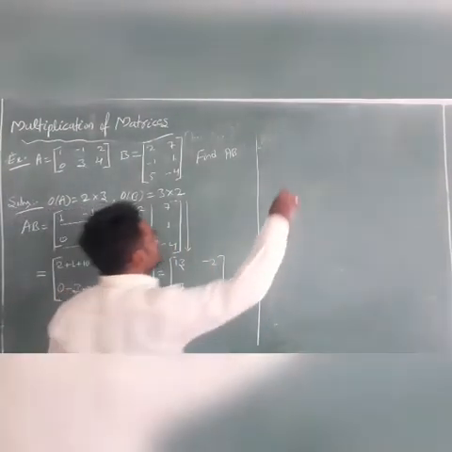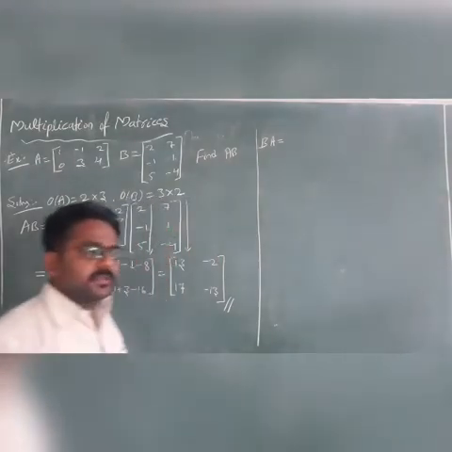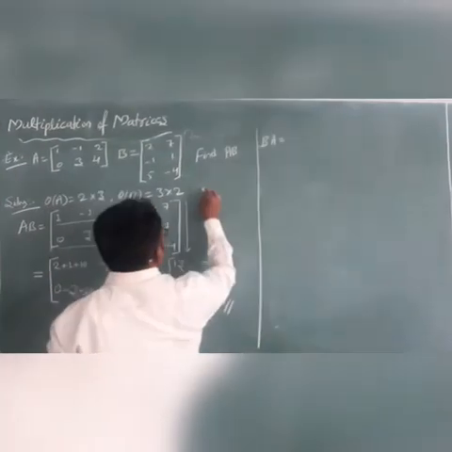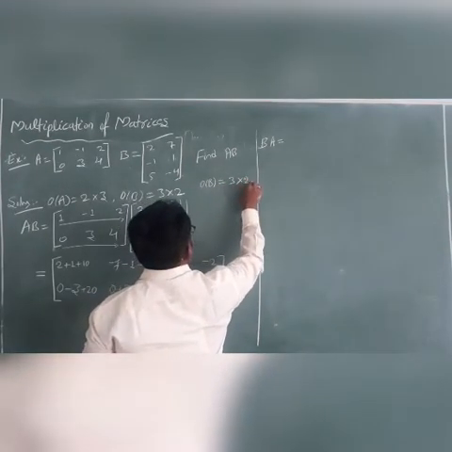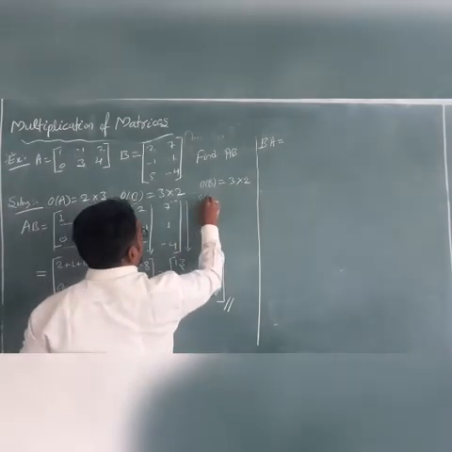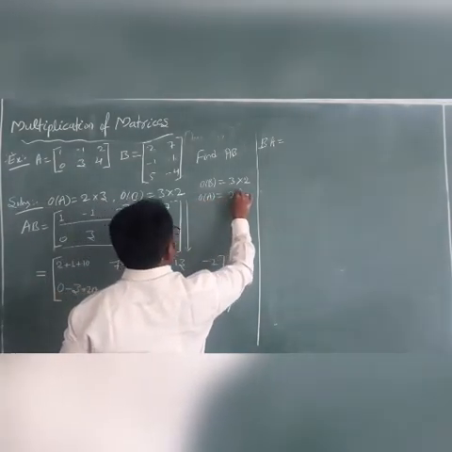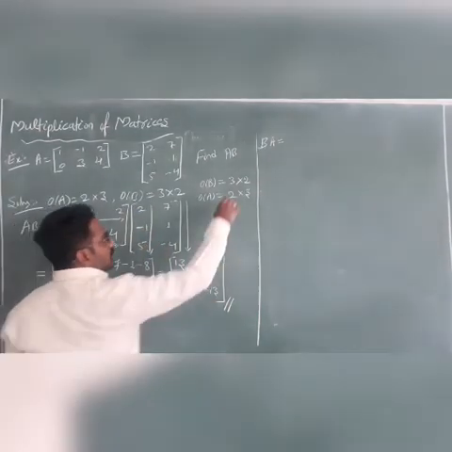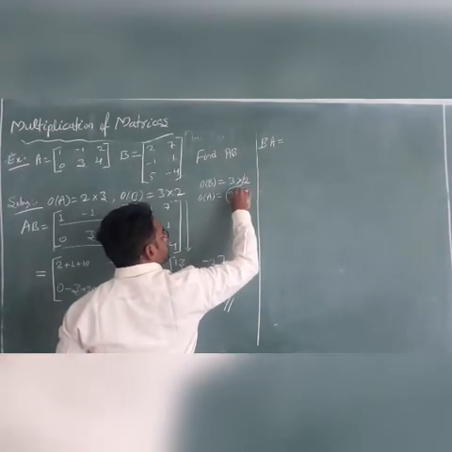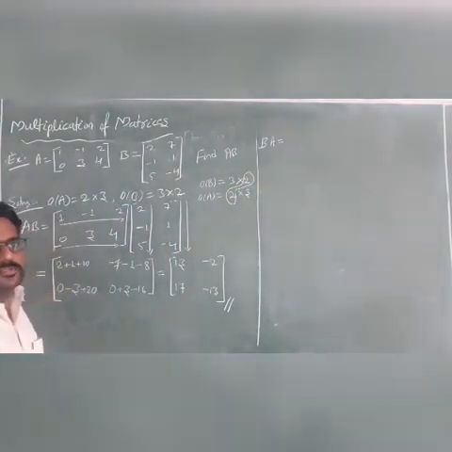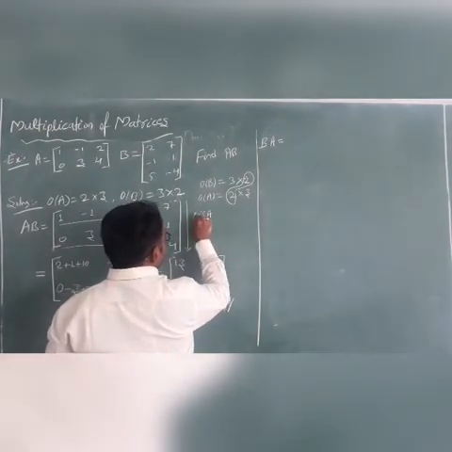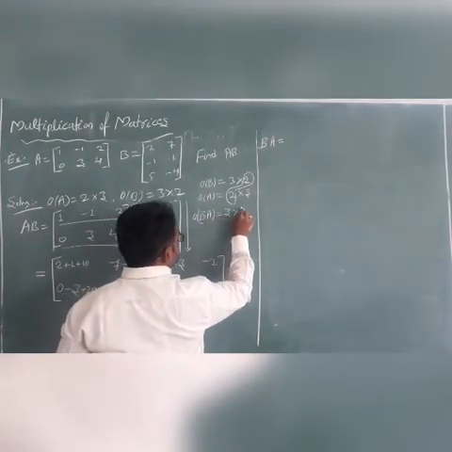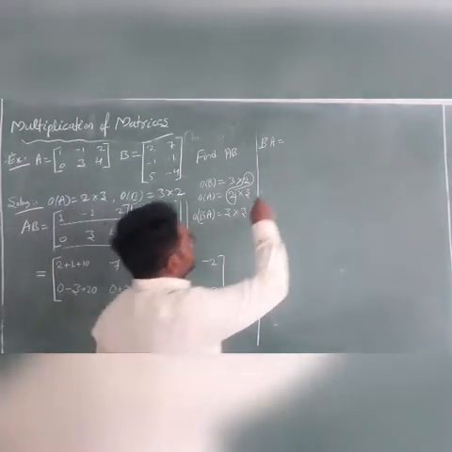Okay. So just observe the other one, students, that is the product BA. Whether the product BA exists or not, students? It exists. Why? Because the order of B is 3 by 2 and the order of A is 2 by 3. So the number of columns of the matrix B is equal to the number of rows of the matrix A. So you obtain the product BA. So the order of BA is 3 by 3.